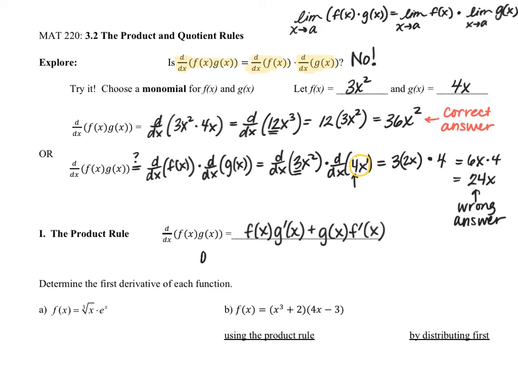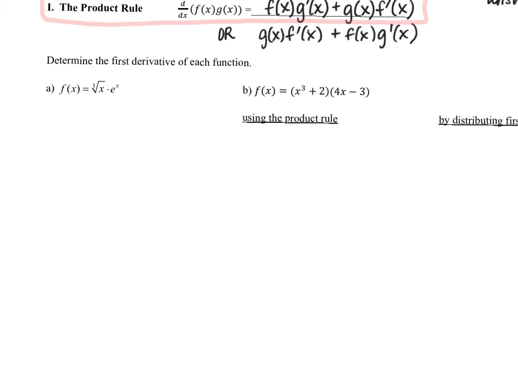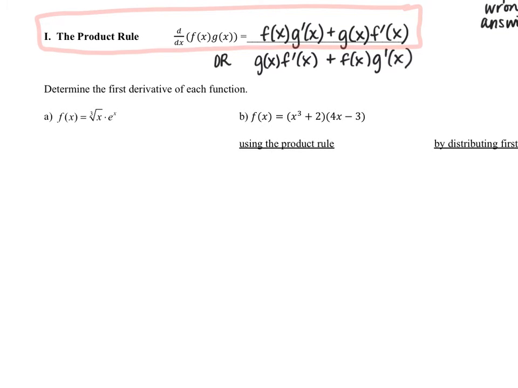Now, remember, this is addition in this rule, so if you were to switch the terms around, of course, that would be fine. So if you wanted to write it as g of x times f prime of x plus f of x times g prime of x, since it's addition, it doesn't matter. I personally remember it the first way, but that's entirely up to you. So here is our product rule. And that's going to help us evaluate derivatives for any two functions that are being multiplied by one another. So let's take a look at examples A and B here, and we will apply the product rule.